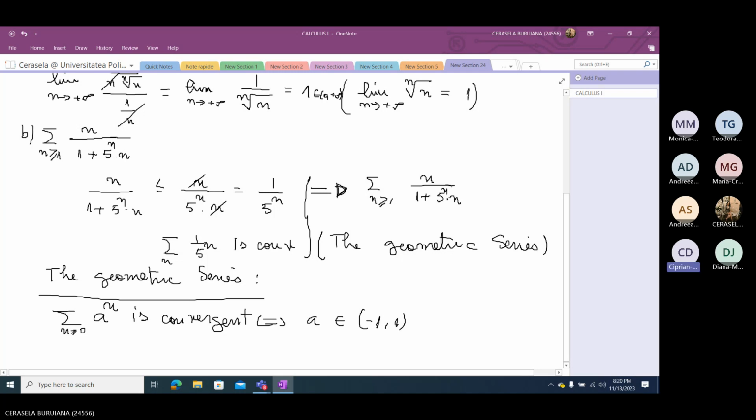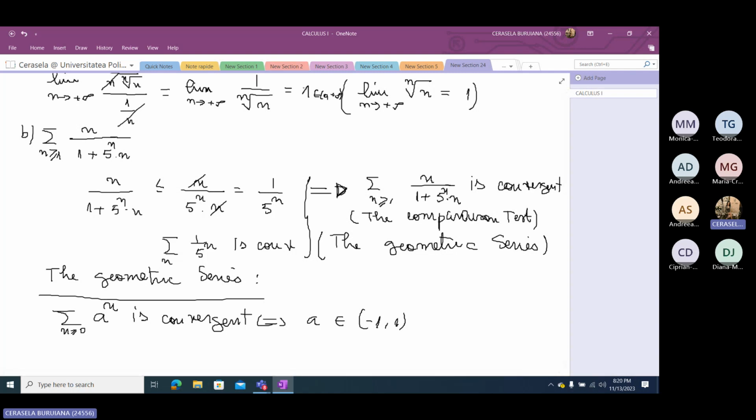It's going to converge. Exactly, it's convergent. Do you remember which convergence test we use here? Direct comparison test. Exactly, the comparison test. Okay, comparison test. Good. So the series is convergent.